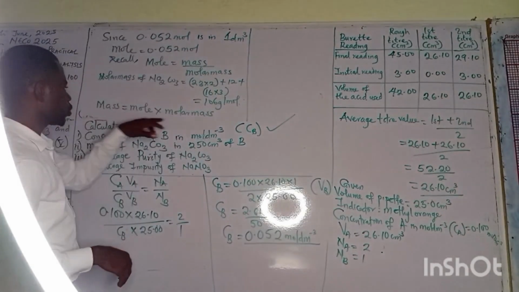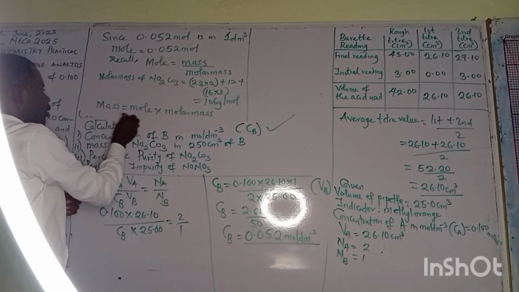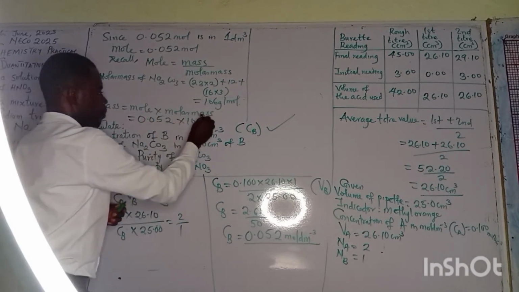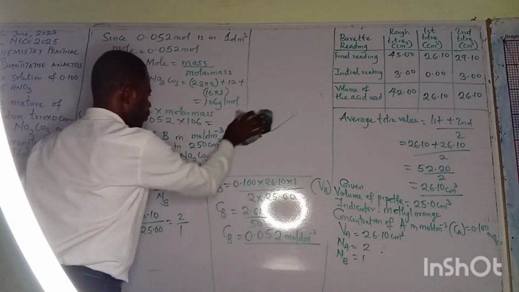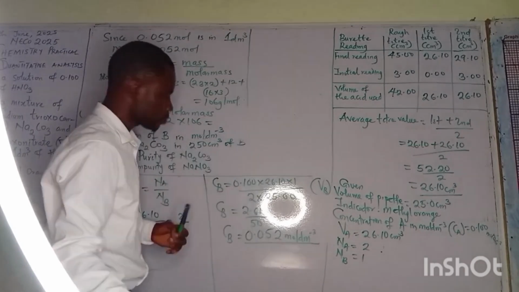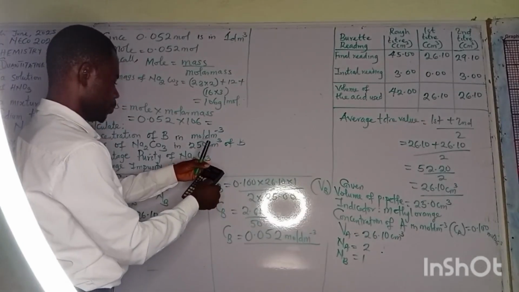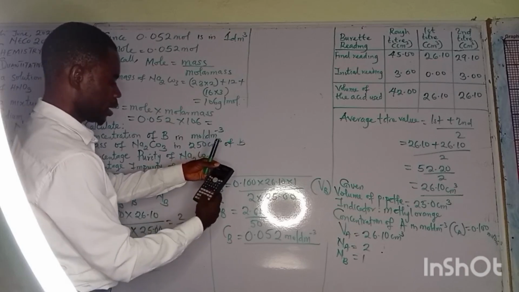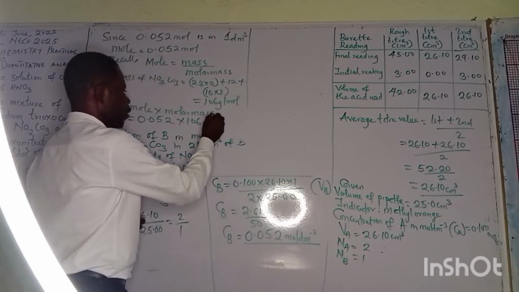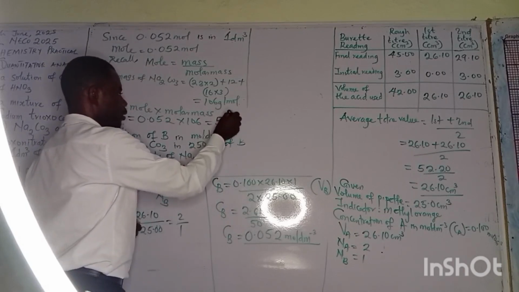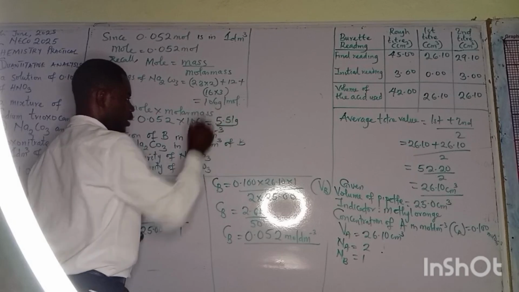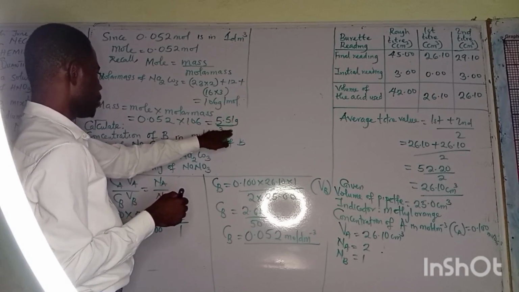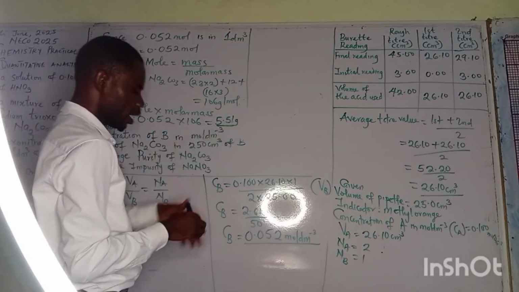Alright, mass equals mole times molar mass. That is the mole here, 0.052 times 106. Let me press my calculator to settle that. So we have 0.052 times 106, which will give us 5.51 gram, approximately to 2 decimal places. That is the mass we have.